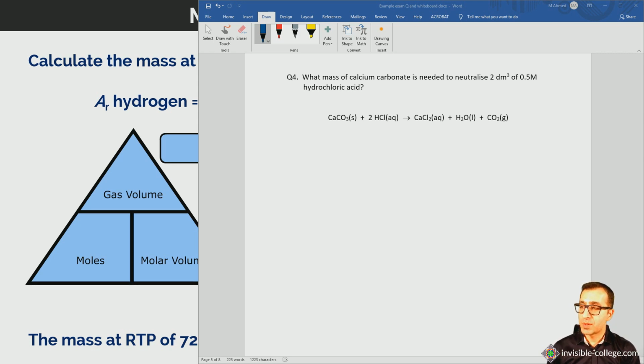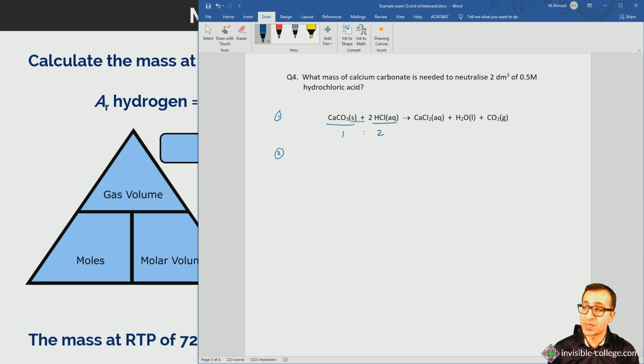So again, we're starting with the balanced symbol equation, which gives us the molar ratio. The two substances that we're concerned with here are calcium carbonate and hydrochloric acid. So we see here that the molar ratio is 1 to 2 between these two substances. So on to the second step.